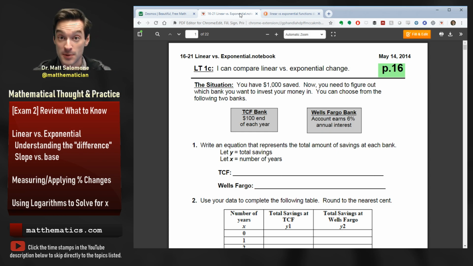So here's the resource. It asks us to consider two different possible places to invest our money.